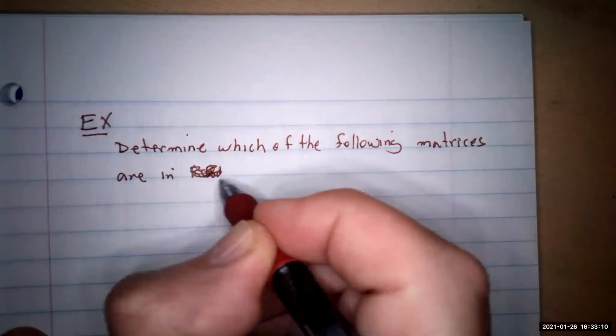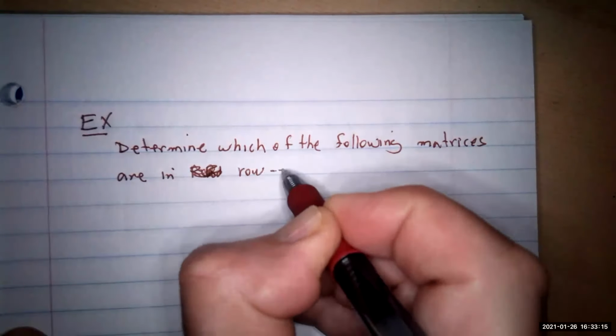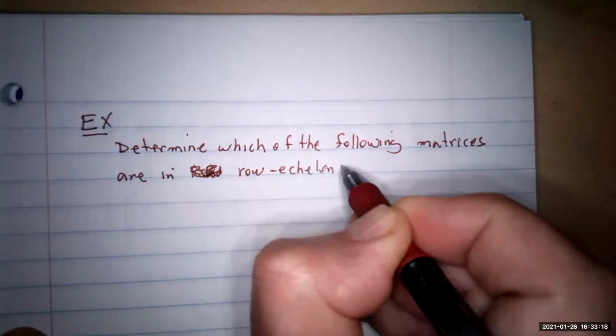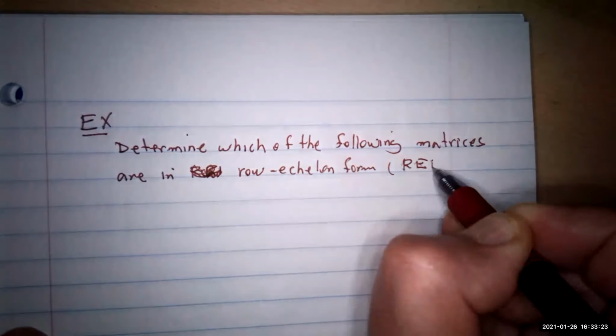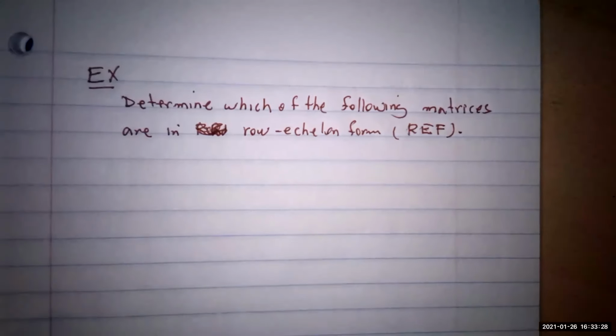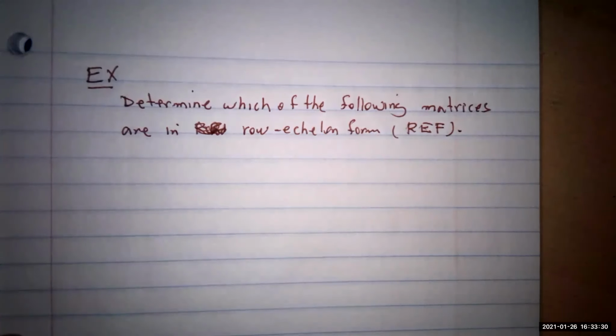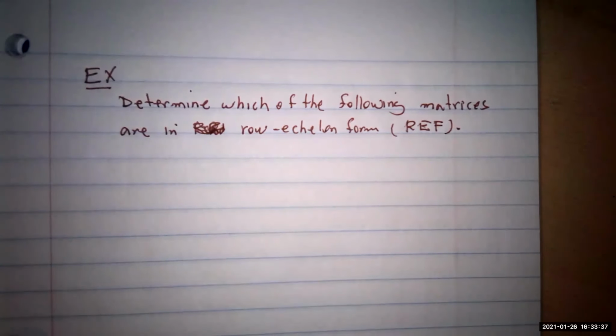Let me write it down. Row echelon form. Let's check a couple of these, just the row echelon form. This means you just consider the position of the leading ones and make sure that the order is such that they are shifting to the right.